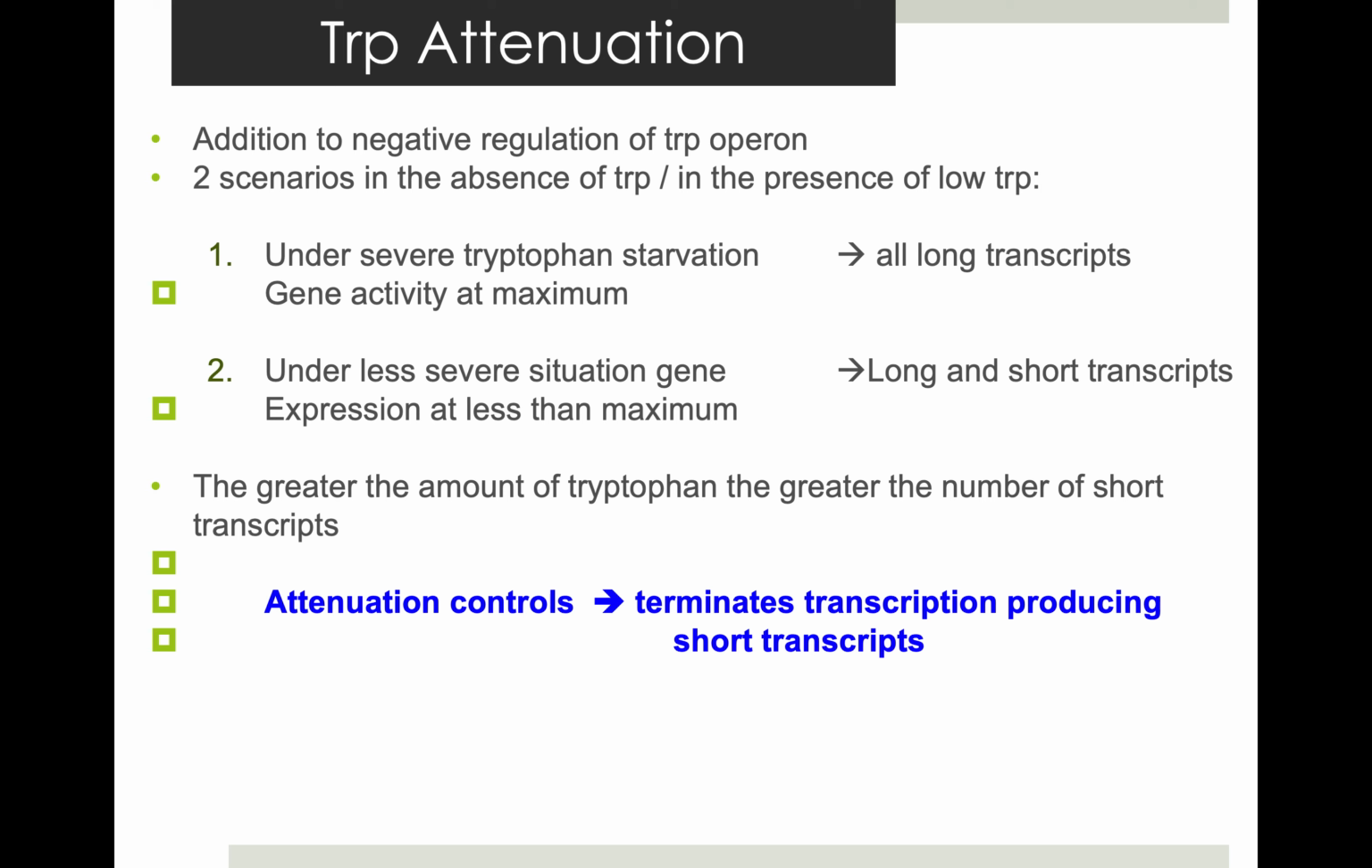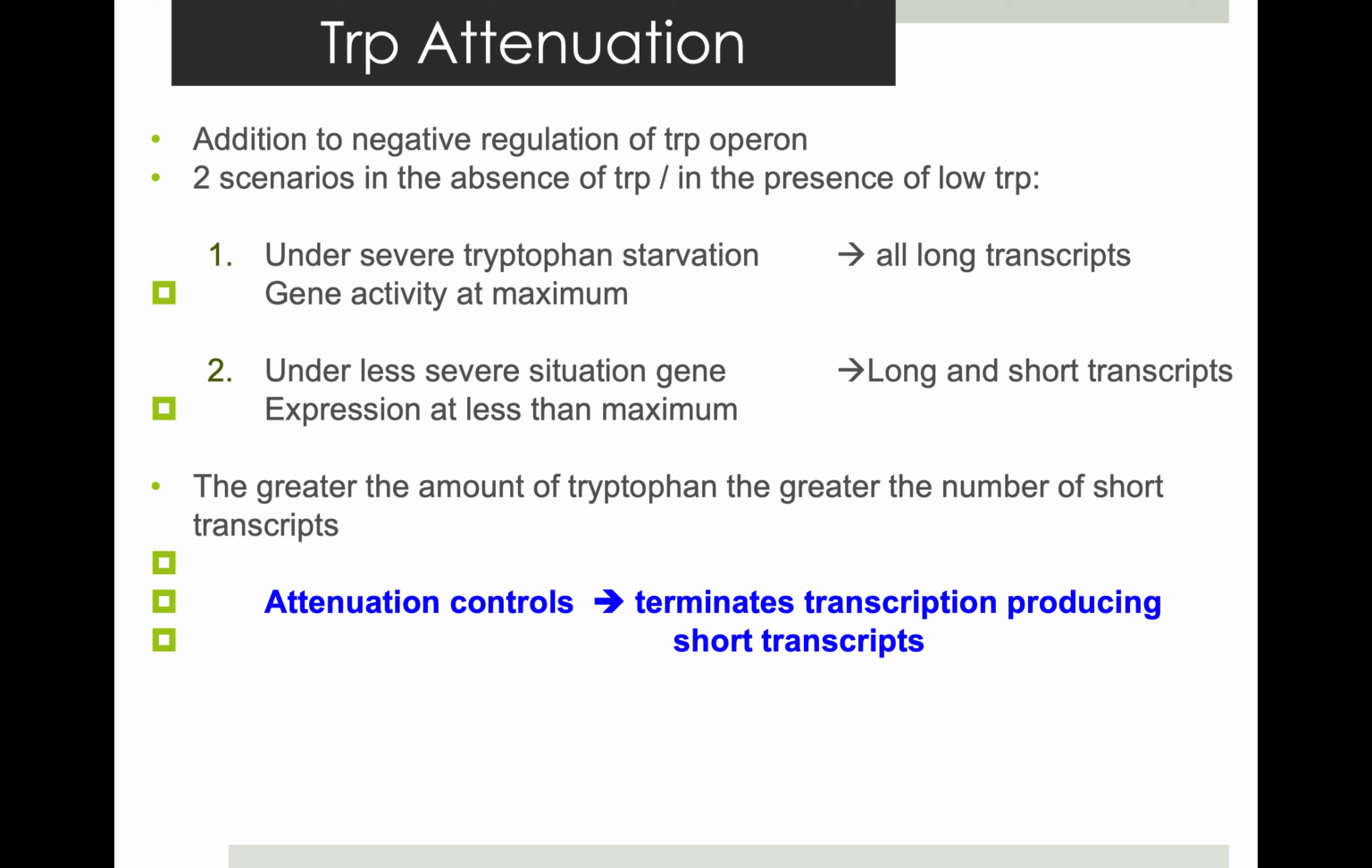There are two scenarios: in the absence of tryptophan, or in the presence of low tryptophan. Under severe tryptophan starvation, which means there is no Trp for a certain period of time, transcripts of all five structural genes will be made as long transcripts. So gene activity is at maximum.